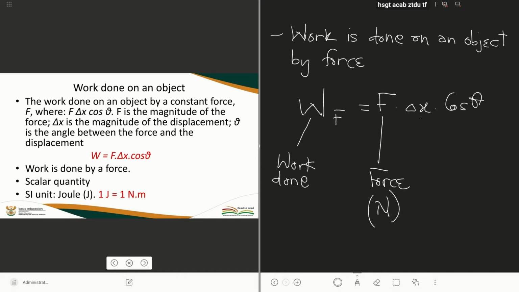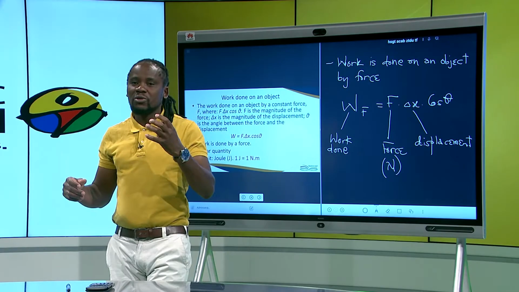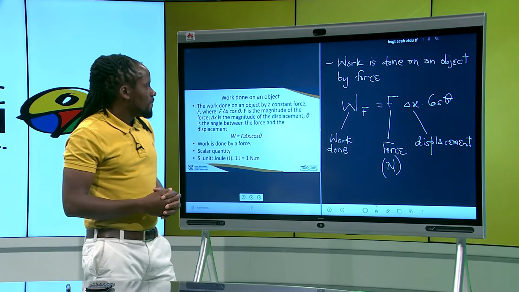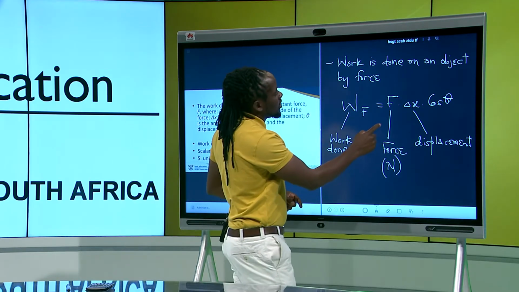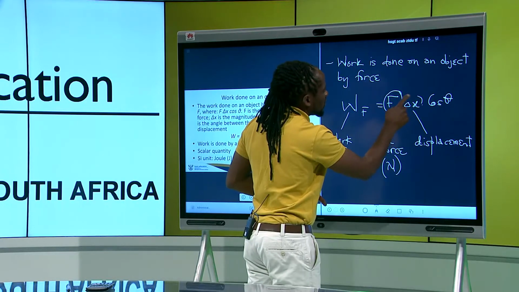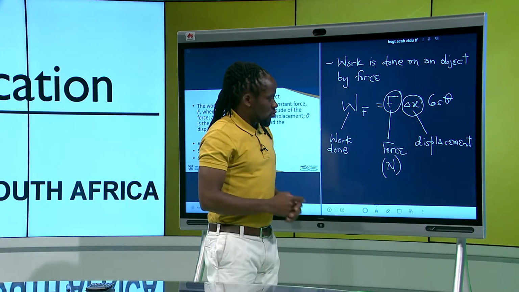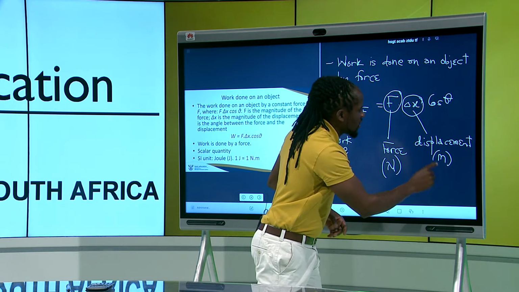And then the displacement of the object in the direction of the force is obviously in meters. Now, in grade 10, we looked at vectors and scalars. So if we remember very well, we said displacement is a vector quantity. What does that mean? It means displacement has both magnitude as well as direction. And if you look at these two quantities, your force as well as your displacement, these two are vectors. So the product of these two vectors must give us a scalar.